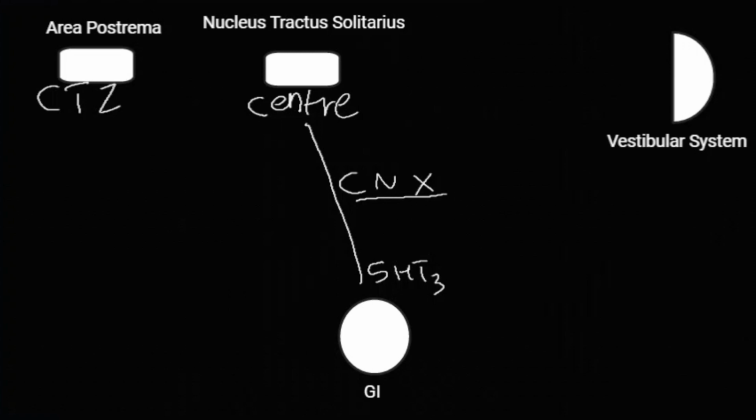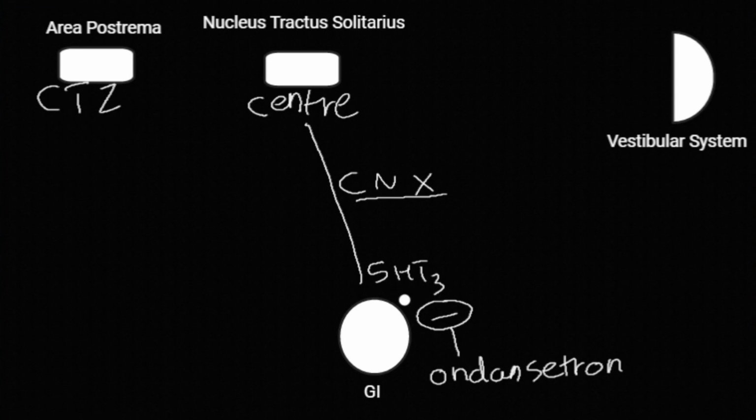Now, what's important to understand is what drug is going to act here. So we're going to have a drug that's going to antagonize this particular receptor. And this drug is ondansetron. So ondansetron is going to act by antagonizing the 5-HT3 receptor over here. This receptor is on the afferents from the GI, the cranial nerve 10 afferents from the GI all the way to the nucleus tractus solitarius. So if you antagonize this receptor, the signal's not going to go.